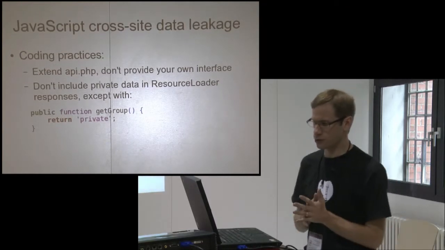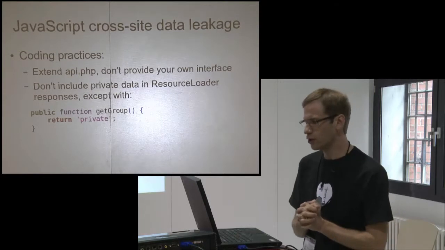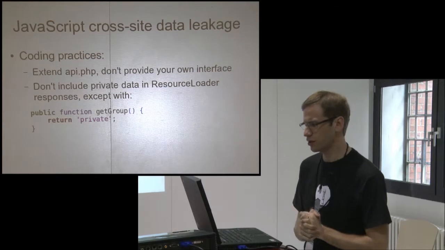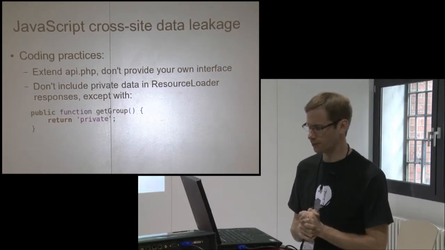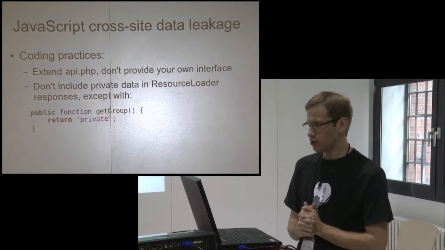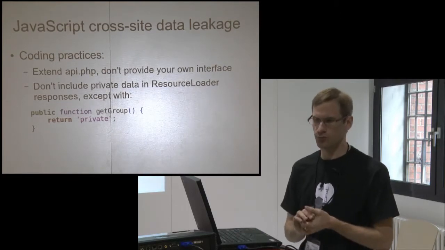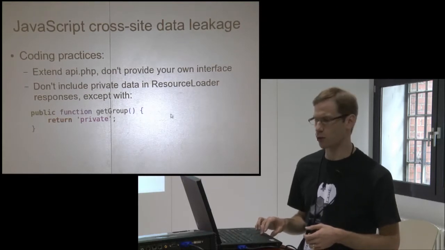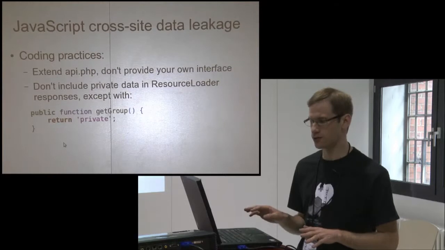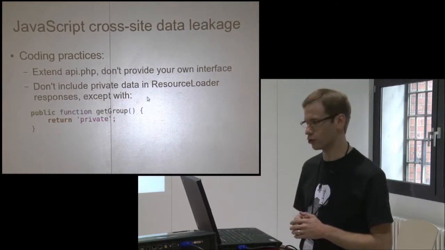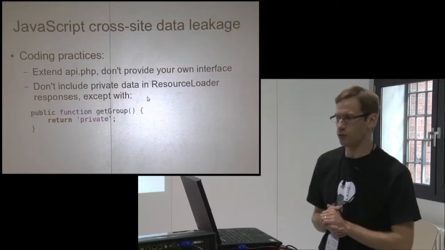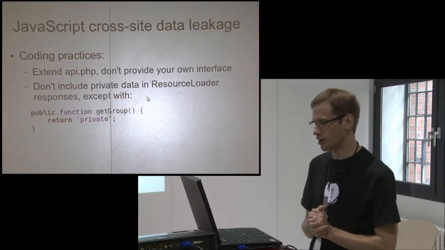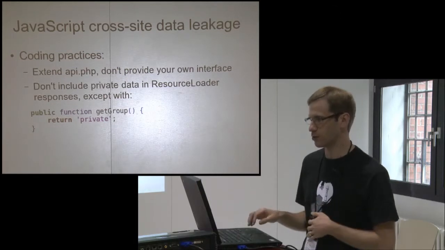Okay, so coding practices to avoid this kind of vulnerability. Use api.php, because we have protections built in to api.php to avoid this sort of thing. Don't include private data in resource loader responses except if they're in the private group. In your resource loader module, that's a subclass, and you have to have this function overridden to be in the private group. Most people don't usually create resource loader modules. There's not much reason to do that, except in very special cases. But if you do it, then there's this problem.